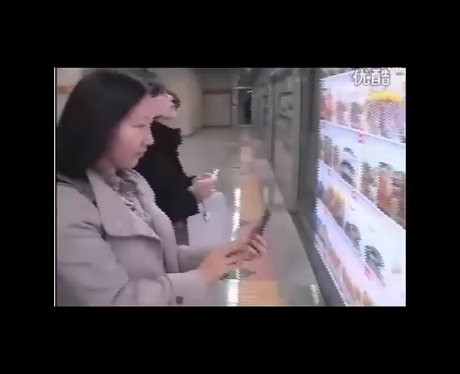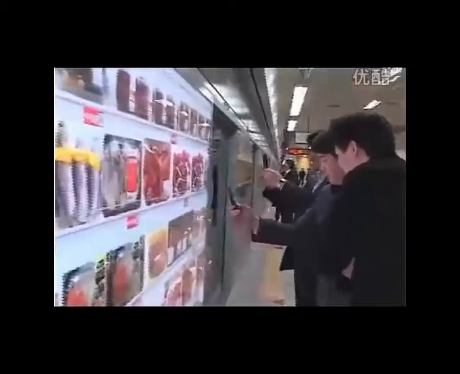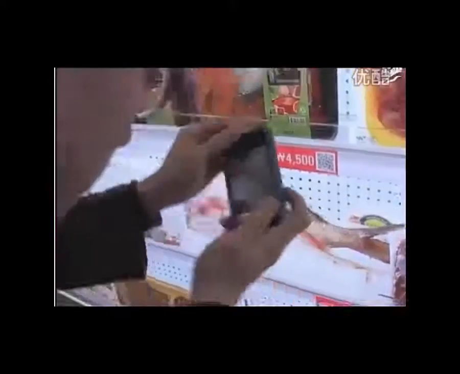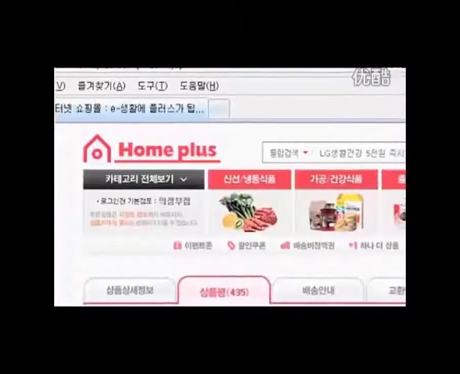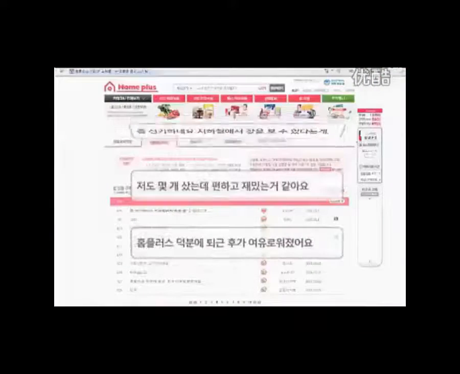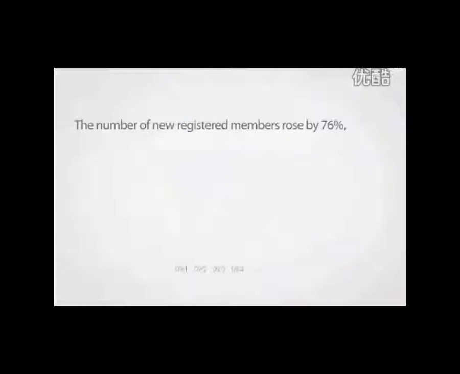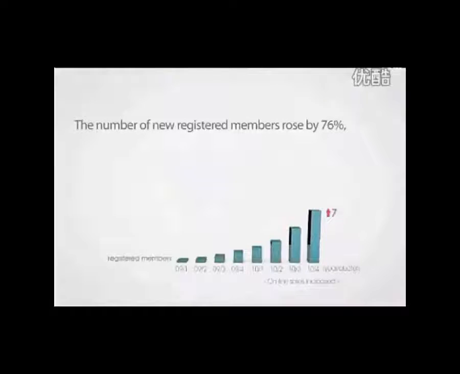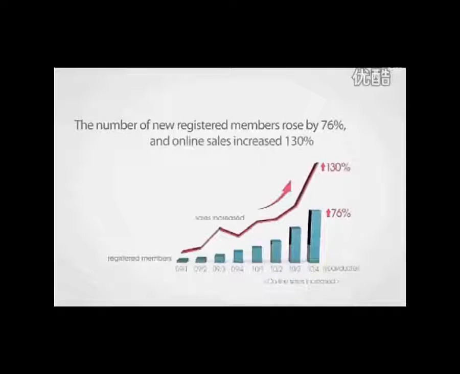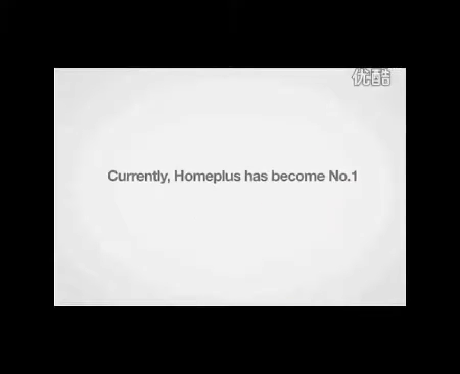Moreover, we could change their waiting time to shopping time. After this campaign, online sales increased tremendously. Through this campaign, 10,287 consumers visited the online Home Plus mall using smartphones. The number of new registered members rose by 76%, and online sales increased 130%. Currently, Home Plus has become number 1 in the online market, and is a very close second offline.